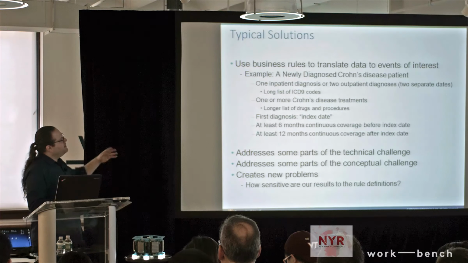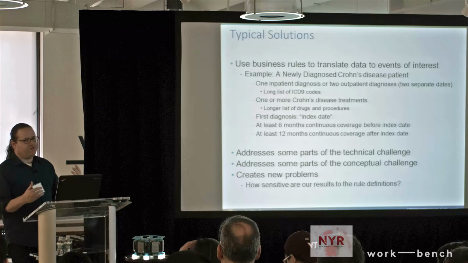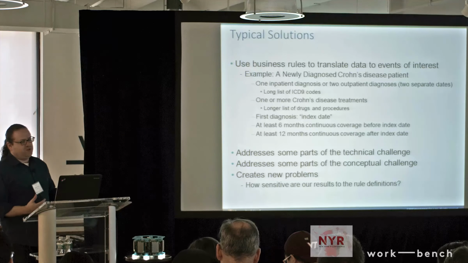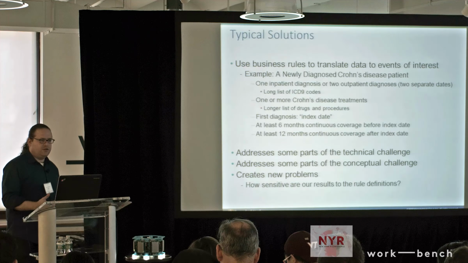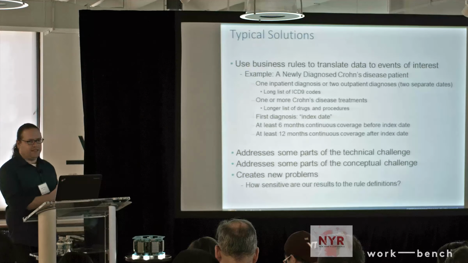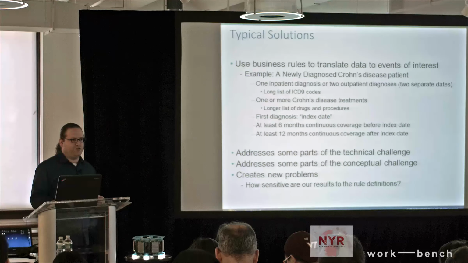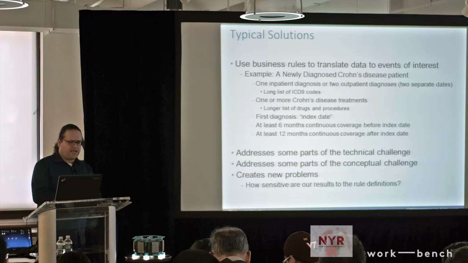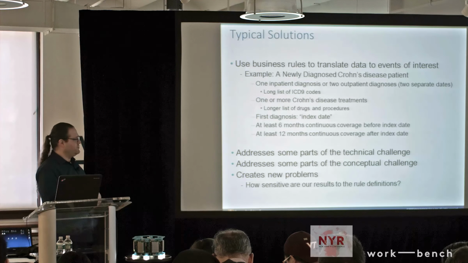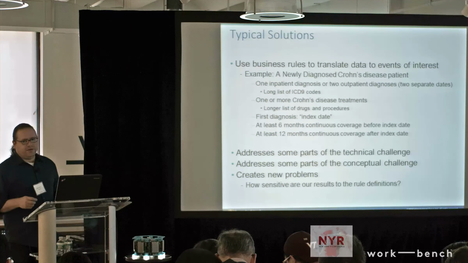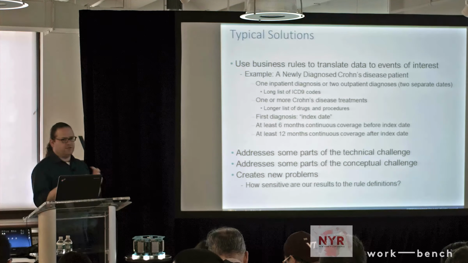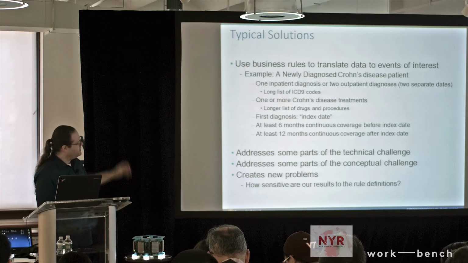So all of those things are addressing different parts, different complications, right? For example, you need 2 outpatient diagnoses because people miscode. They miscode less in inpatient settings. So sometimes you'll just see a random code showing up. That addresses some parts of the data quality problems. It addresses some parts of the conceptual challenge, right? A newly diagnosed Crohn's disease patient is something very specific, but if we think about how it is represented in the data, it's actually a very complicated thing.